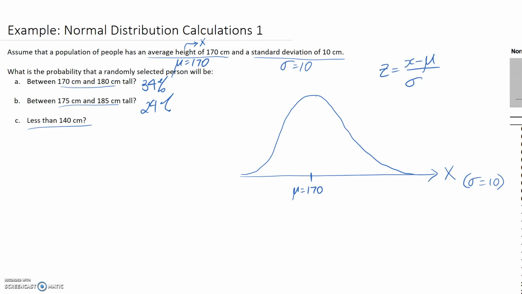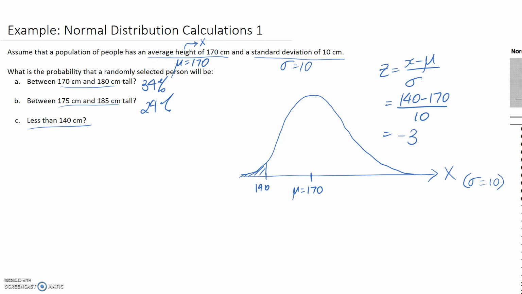Alright, so I've gone back on my diagram, and what we're interested in this time is 140 down here. So if we want less than, it's going to be the bottom side of this curve from 140 all the way down to nothing. In order to do this, again, we need to convert over our point of interest, which is 140. So let's substitute it into this. So 140 minus 170 over 10. So this is going to be negative 30 on 10. So that's going to go to negative 3.